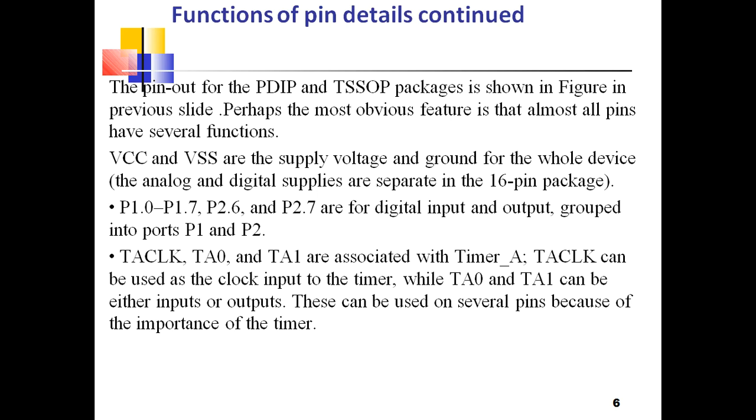Next one, auxiliary clock, that is timer auxiliary clock. TA0 and TA1 are associated with timer A. Timer A0 and timer A1 are mainly used for the timer functions, and the timer auxiliary clock can be used as clock input to the timers. If you are using timers in your MSP430, these are the inputs for the timers, while TA0 and TA1 can be either inputs or outputs.